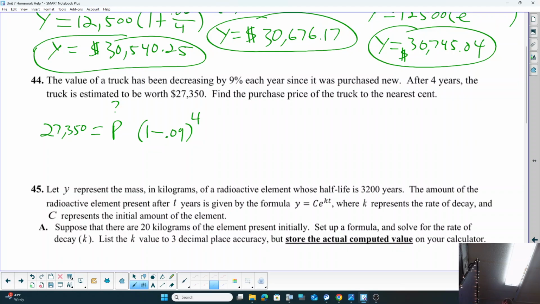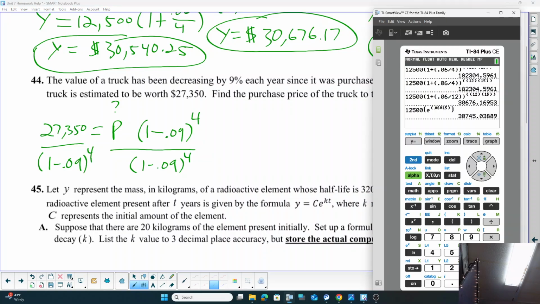So find the purchase price of the truck. So how much did it originally cost, basically? And so you're just going to go ahead and divide this over to the other side to get your answer. Not too bad. You just had to understand what it was asking you to do. So let me plug it into our calculator.